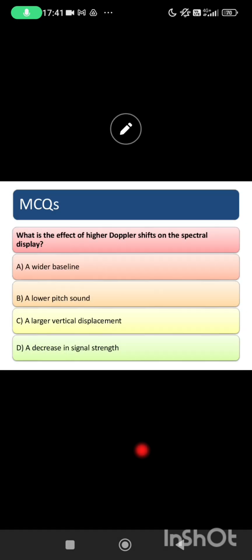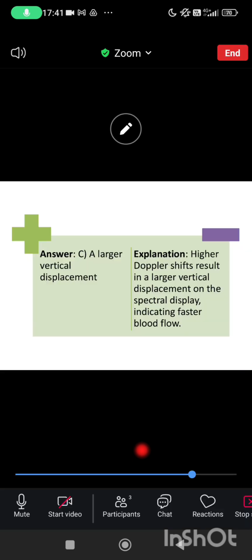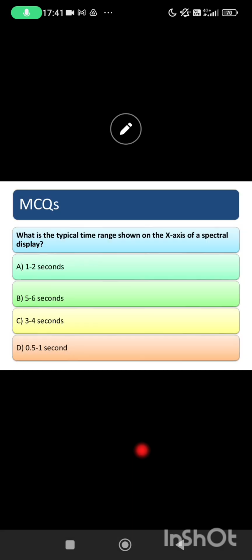Tasween, what is the effect of higher Doppler shifts on the spectral display? C. A larger vertical displacement. Yes, a larger vertical displacement. Higher Doppler shift results in a larger vertical displacement on the spectral display, indicating faster flow speed. Dr. Awadia, what is the typical time range shown on the x-axis of a spectral display?